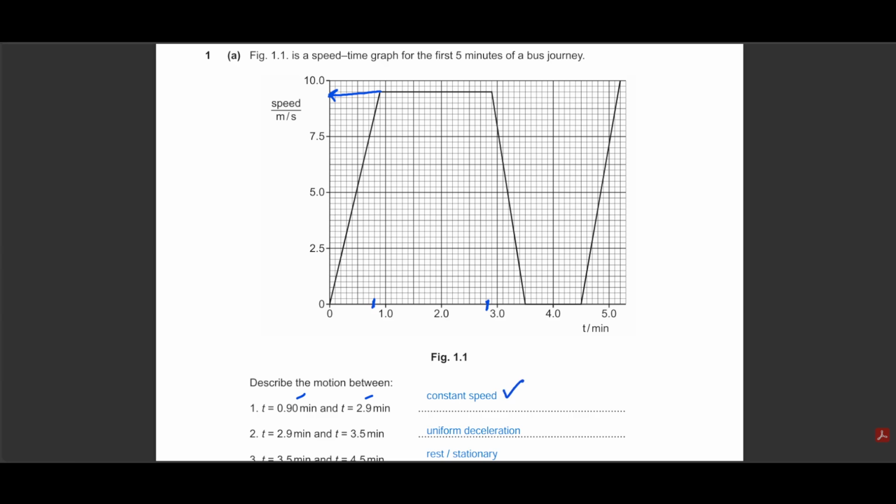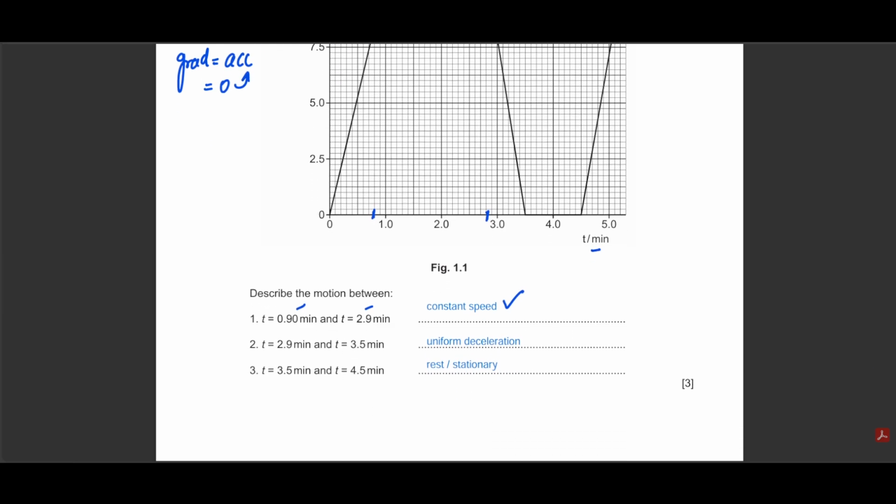Another way to look at this would be to visualize the gradient. The gradient of a speed time graph represents acceleration. So if the gradient is 0, then the acceleration is also 0. And if the acceleration is 0, that most definitely means that the object is moving at a constant speed.